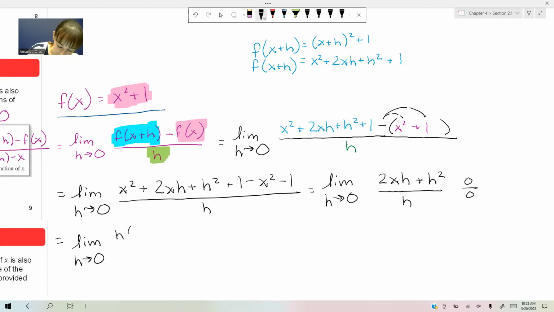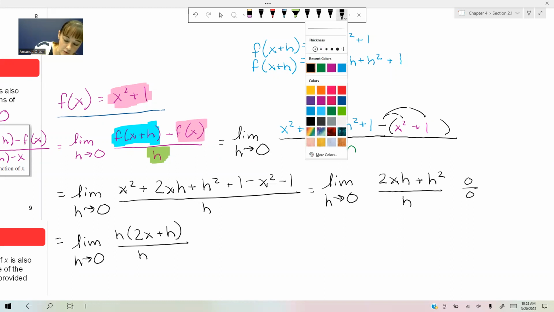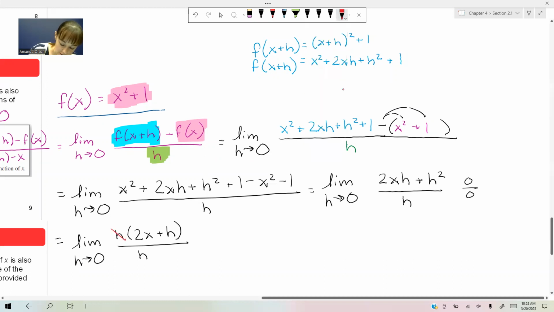I'm going to first factor out h from the numerator. And then we see that the numerator and denominator have a common factor of h. And we like to just say, okay, cancel h. Technically, we can't cancel h because h could be 0. So we make the case, okay, we know h is not equal to 0.